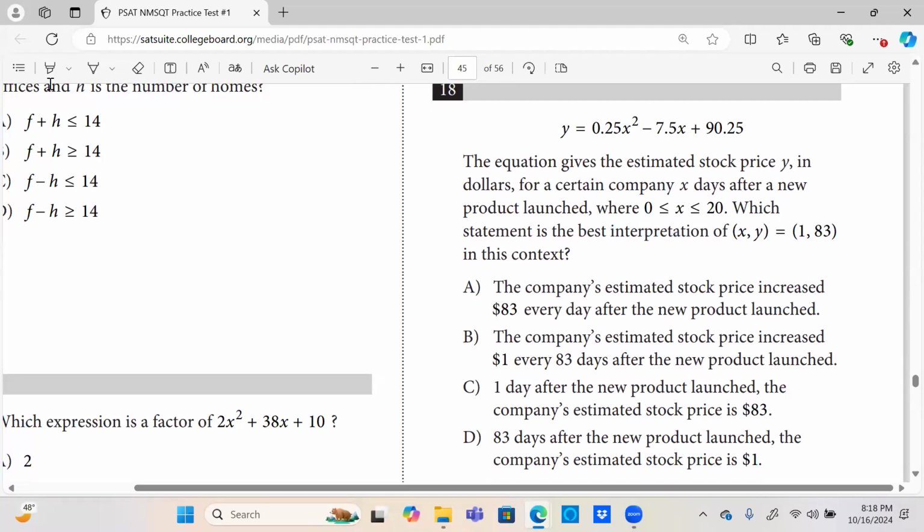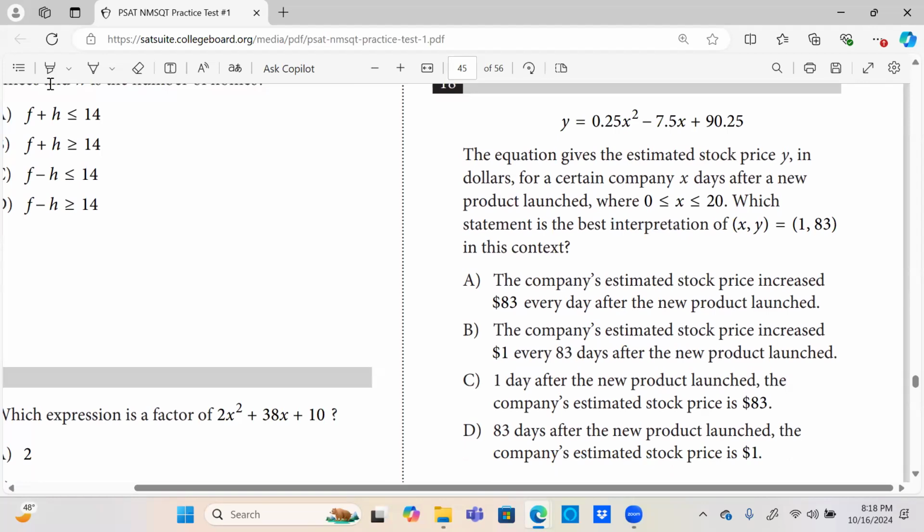Okay, so we don't actually have to solve anything. They are telling us that X is the days. So this is our X. So it's been 1 day since product launched. And it says that Y is the dollars of the stock price. So this is this. So 1 day since it launched and the stock price is $83.